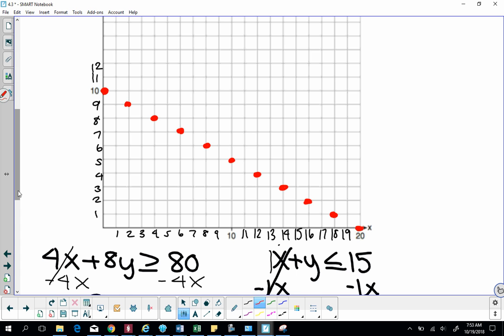Now, since there's a line through it, is this line going to be solid or dotted? Solid, because this is saying make it solid. So you're going to now draw a line through it. Like that.